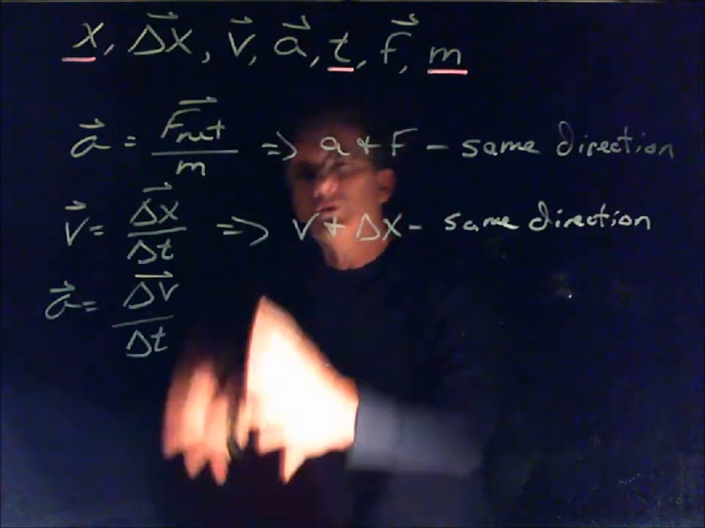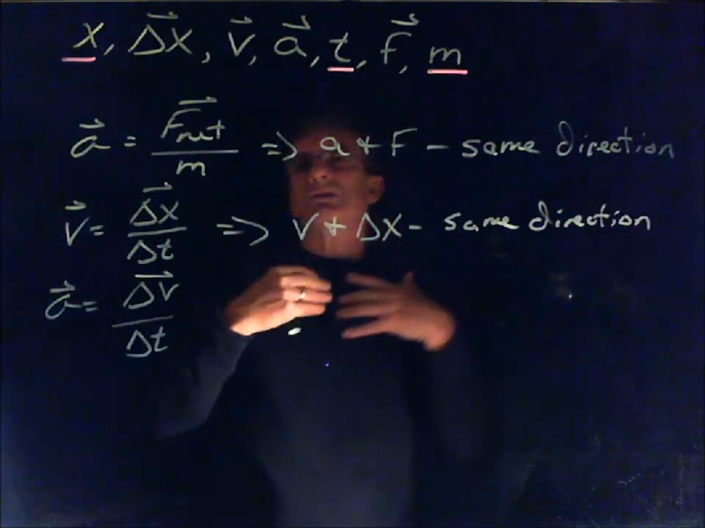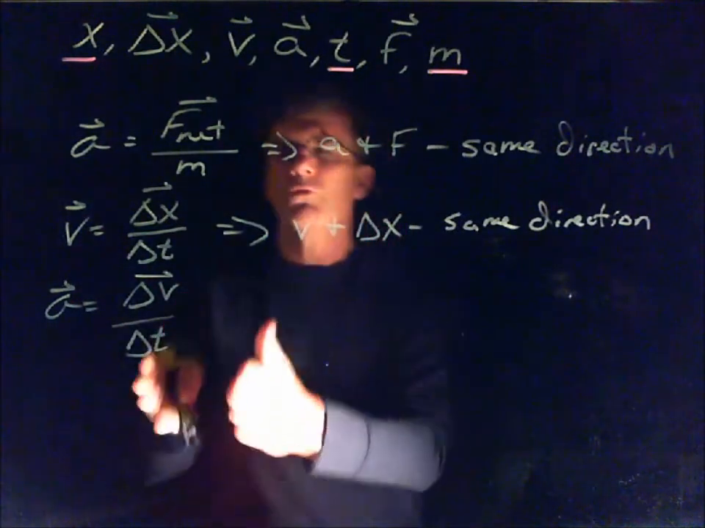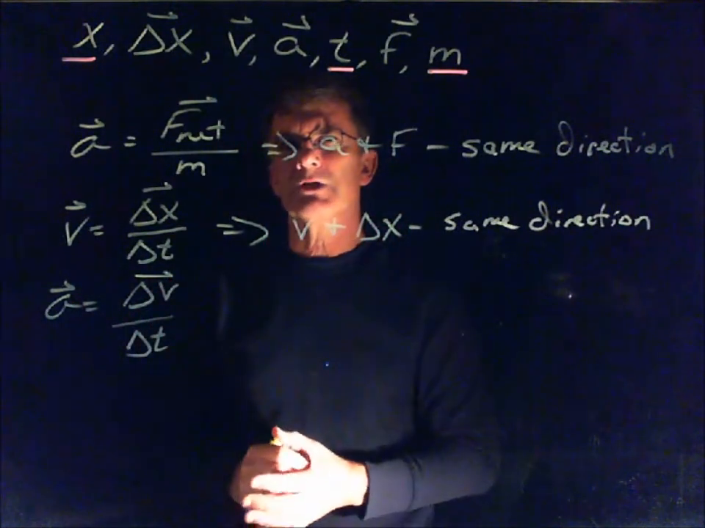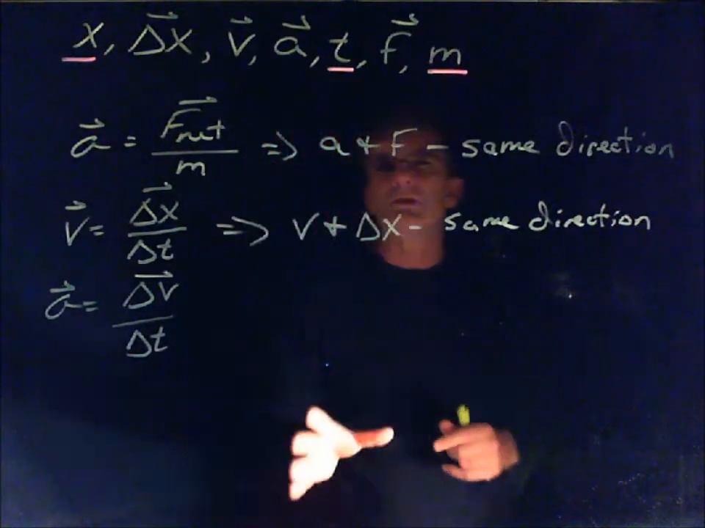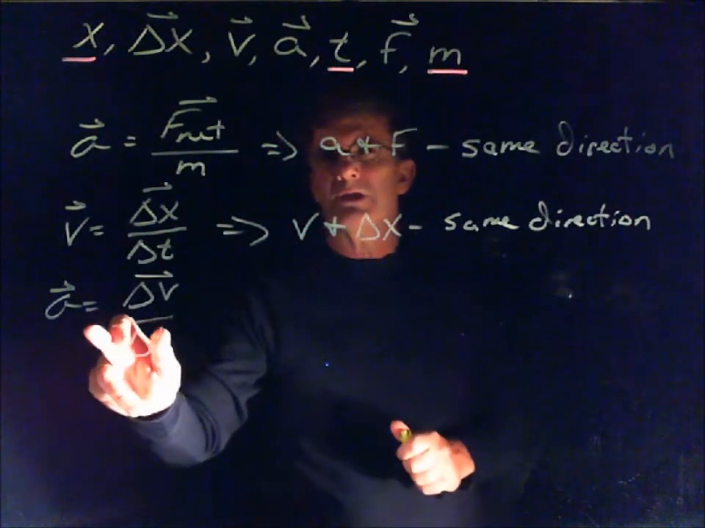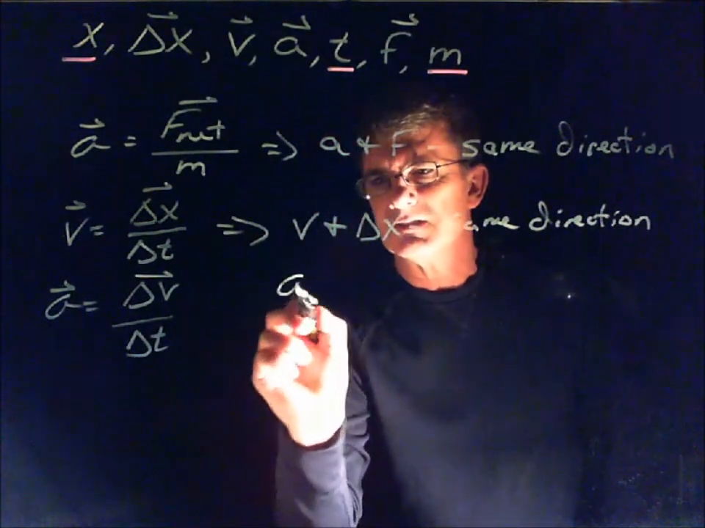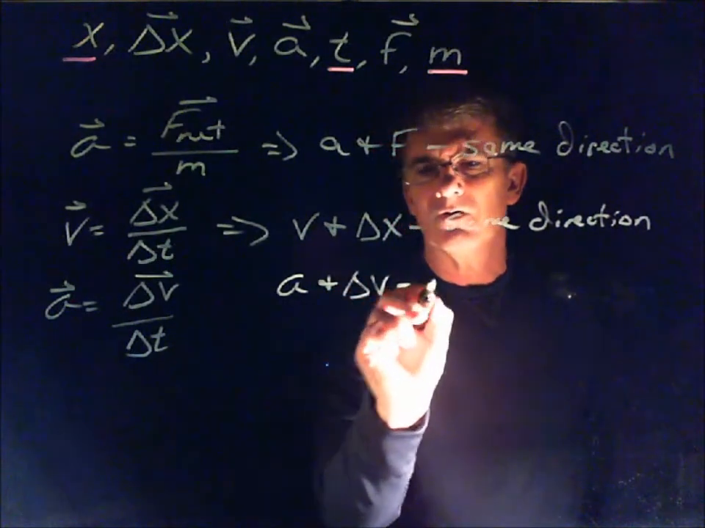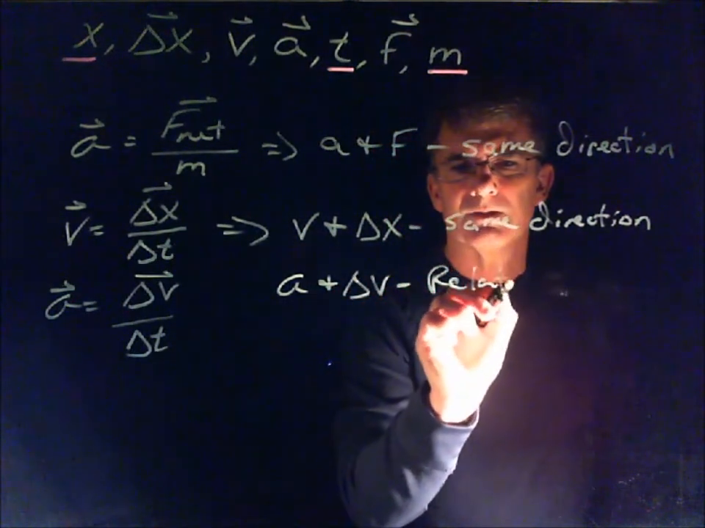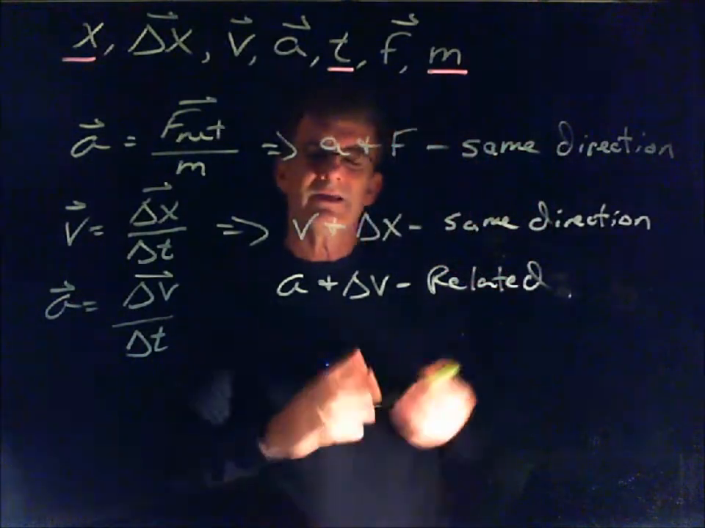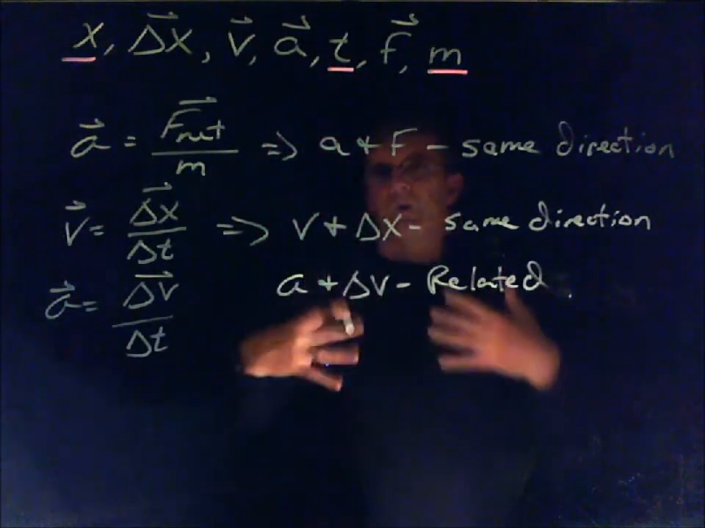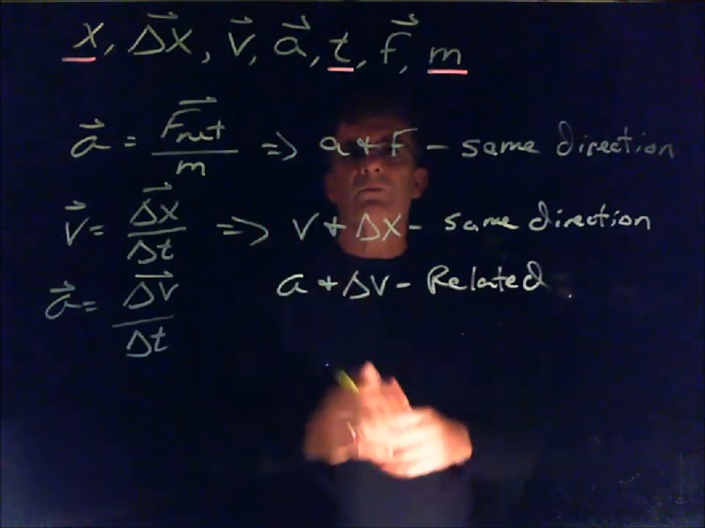We normally don't use that direction. I meant to say change in velocity. We normally don't say the change in velocity direction, but what I want you to understand, and the reason I'm writing this, is that acceleration and the change in velocity are related. So I'm going to write this as acceleration and delta V are related. I'm avoiding saying they're in the same direction because delta V, we don't usually treat that as a vector. They are related.